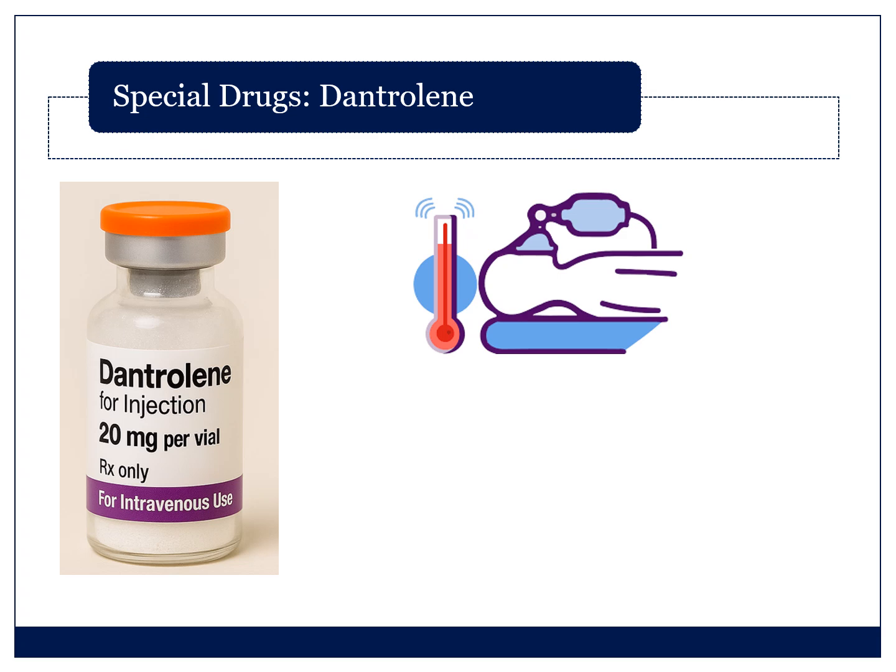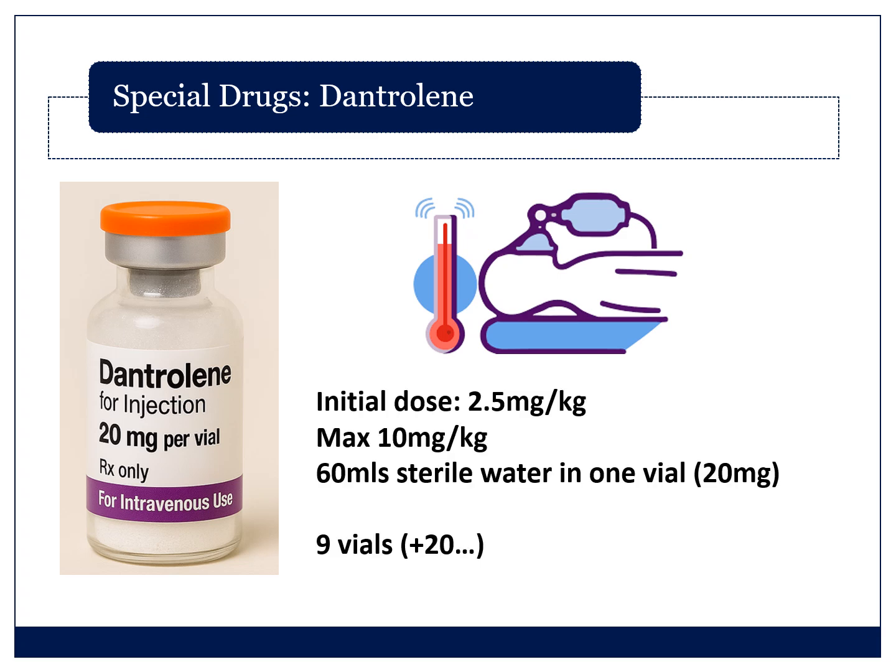It's a hypermetabolic syndrome, so you see a massive increase in body temperature, muscle rigidity, and classically a very, very high end-tidal carbon dioxide. The treatment is prompt recognition, removing the offending agent, and then using this drug, Dantrolene. Now, the problem is that to treat it, you need this dose, 2.5 milligrams per kilogram, which you have to dilute with 60 ml of sterile water per vial. You need to give basically 9 vials to an adult.